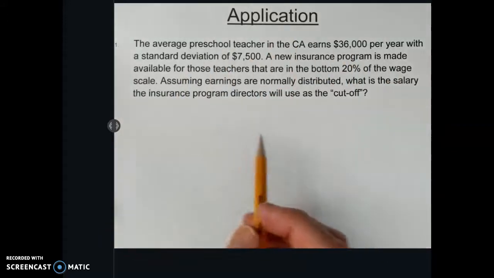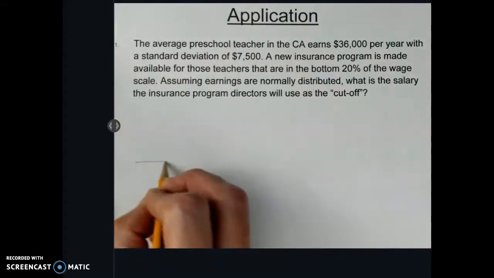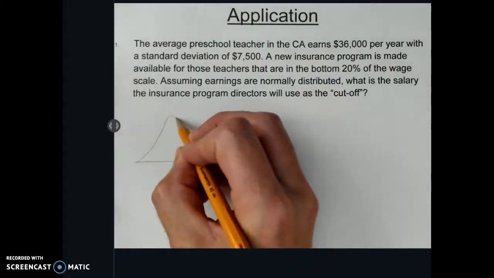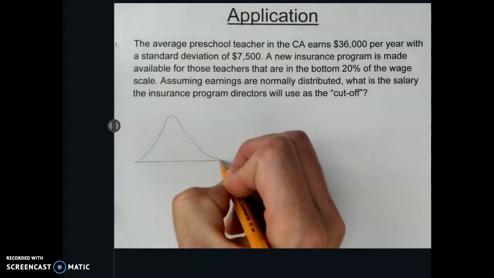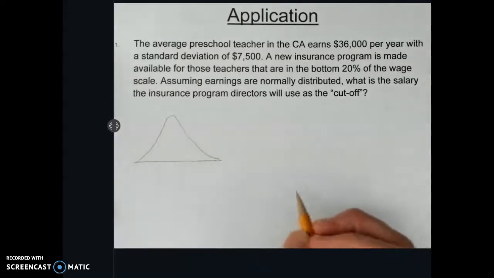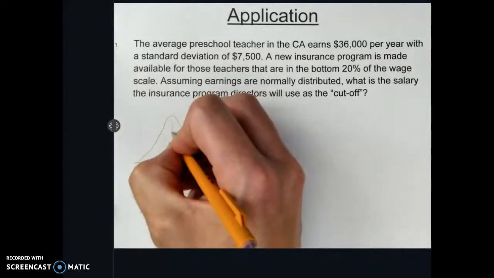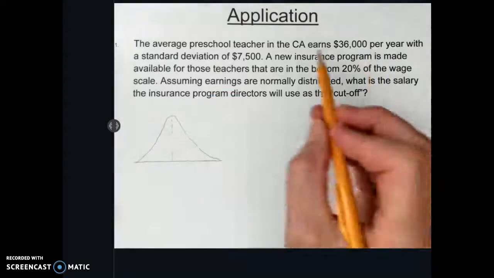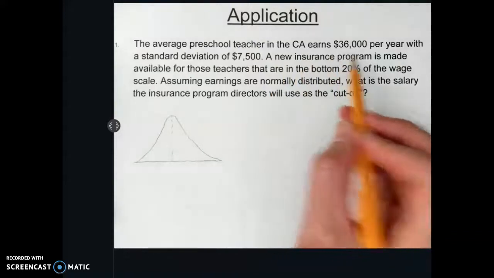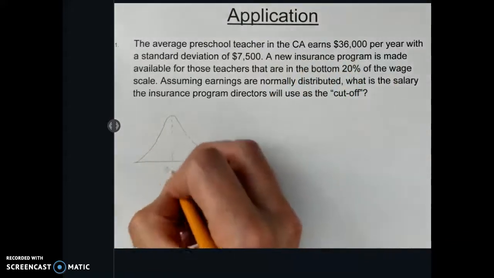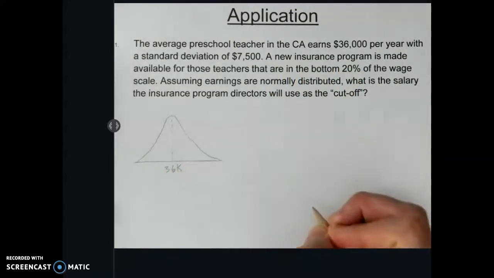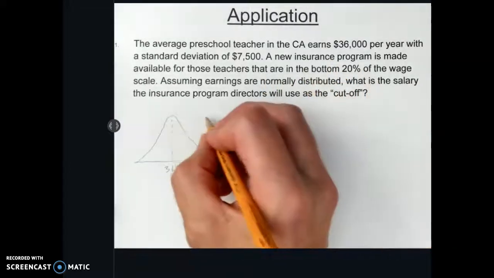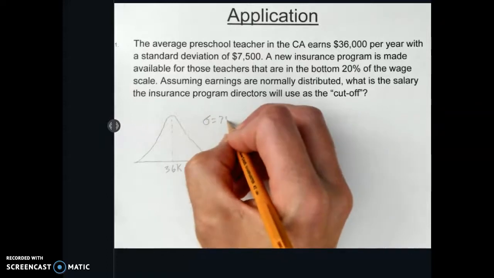In approaching these problems, the first thing I like to do is draw the normal distribution. Okay, this way we can visually see what's going on. Okay, and we can split it. Remember, it's symmetrical, and we know that the average is 36,000. So I'm going to put that right here, 36K. Okay. And it says the standard deviation is 7,500. I'll just write that over here.